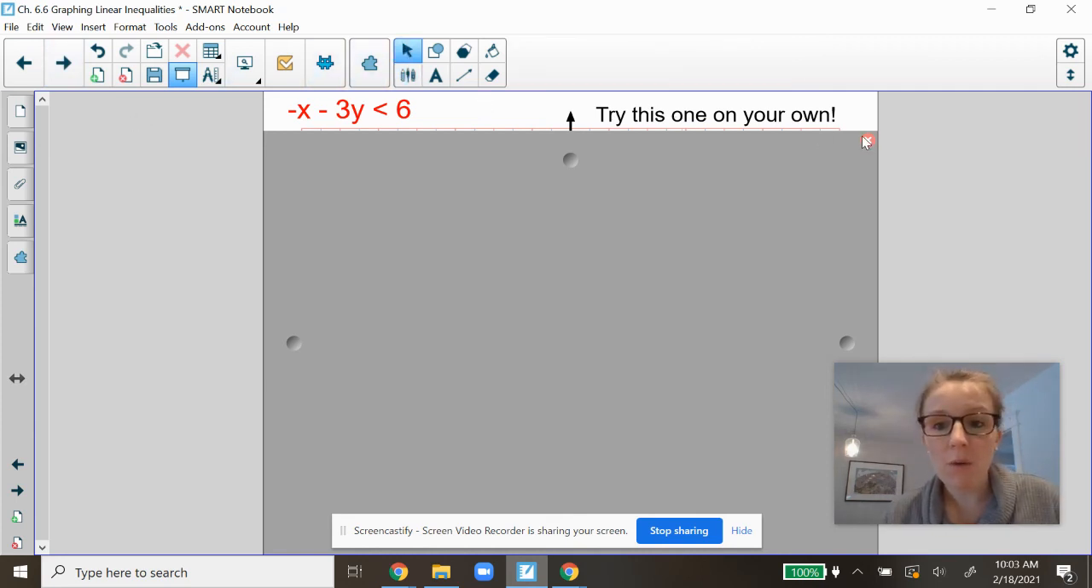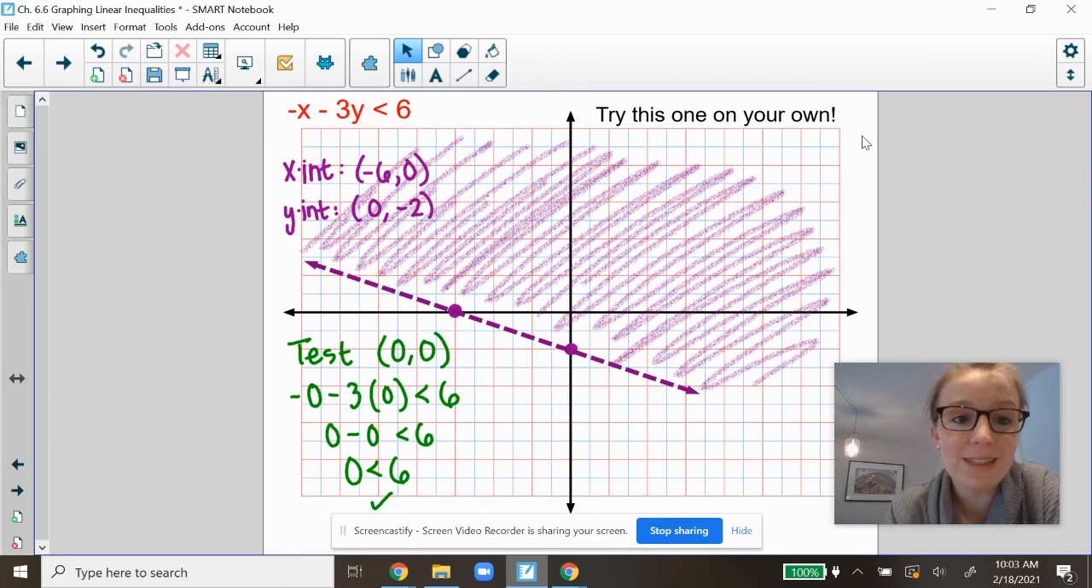Okay, you're back. Hopefully, you discovered your x-intercept is going to be -6, 0. Your y-intercept is going to be 0, -2. Hopefully, you tested the origin and you realized that, yes, the origin works, and you had a dotted line, so your graph should look something like what's on the screen.